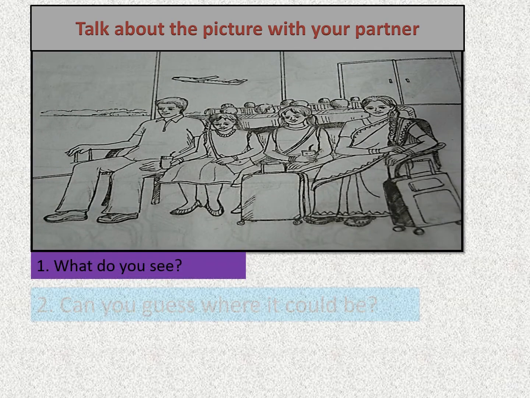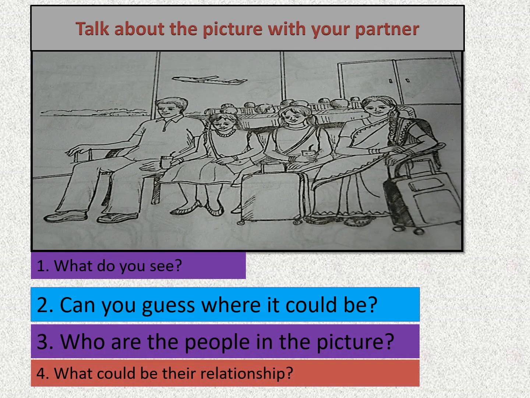Dear students, now talk about the following pictures to your partner. What do you see? Yes, someone tell me the answer. Right. In the picture we can see some people waiting at the lounge. Can you guess where it could be? I think it could be in an airport. Who are the people in the picture? The people in the picture are maybe family members. What could be their relationship? Maybe their father, mother and sisters.